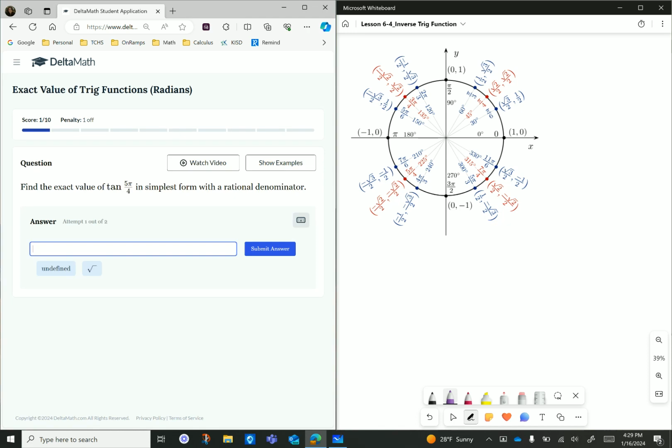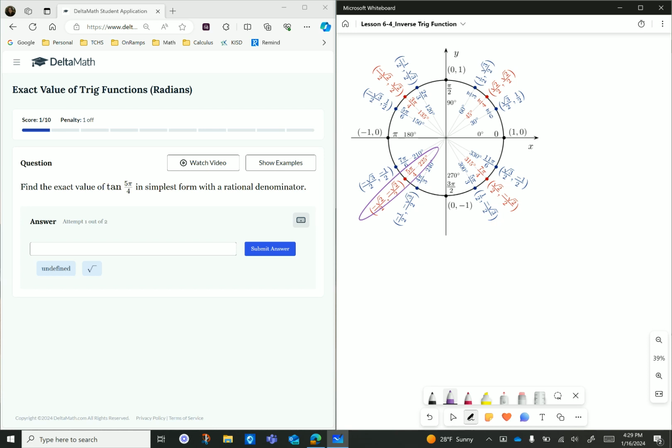Here they asked us to find the exact value of tan 5 pi over 4. So let's go back to the unit circle, find the location of angle 5 pi over 4 in radians. So 5 pi over 4 is, if you count around, 1, 2, 3, 4, 5 pi over 4. Do you see it? It would be in the third quadrant. So right here is our angle 5 pi over 4.